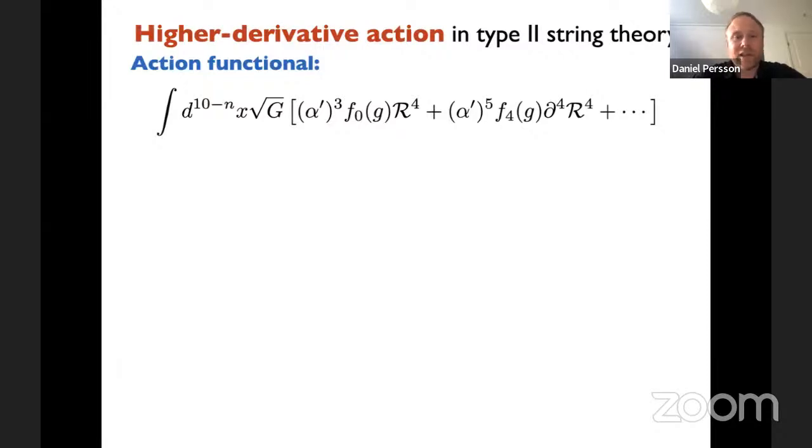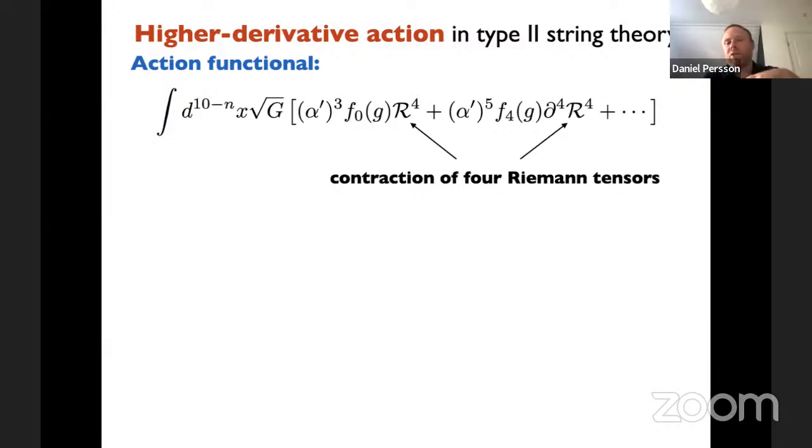I'm schematically listing here the first few corrections that you can find in string theory. I've given you this in 10 minus n dimensions, depending on which compactification torus we choose. R to the 4 here denotes a certain combination of 4 Riemann tensors. You see the alpha prime cubed, alpha prime to the 5. This is indicating the x-axis part of the expansion. So you can expand this to infinity as a power series in alpha prime. And you see that what happens is that you go from R to the 4, and then you have 4 derivatives on R to the 4, and so on. So you can think of this as a derivative expansion.